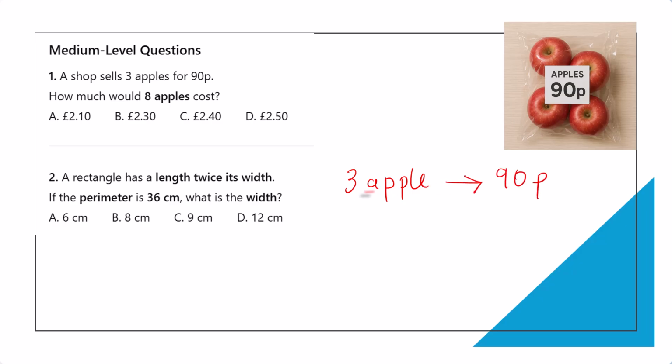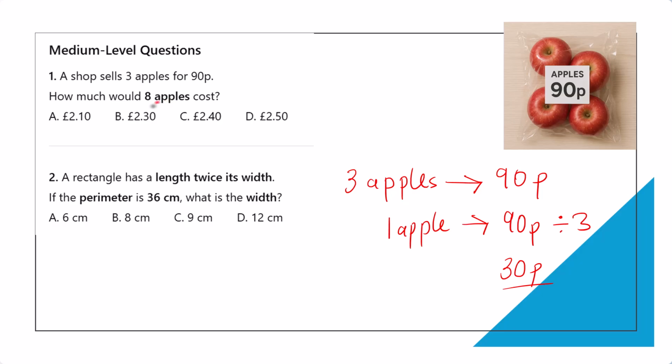Okay, so they are saying that 3 apples are 90p altogether. To find how much 1 apple is, you need to share the money between the 3. So you're going to do 90p and you're going to divide that by 3. Okay, 3 goes into 9 how many times? 3 times. And 3 goes into 0, can't go, you write 0. So that's going to be 30p. So 1 apple is 30p.